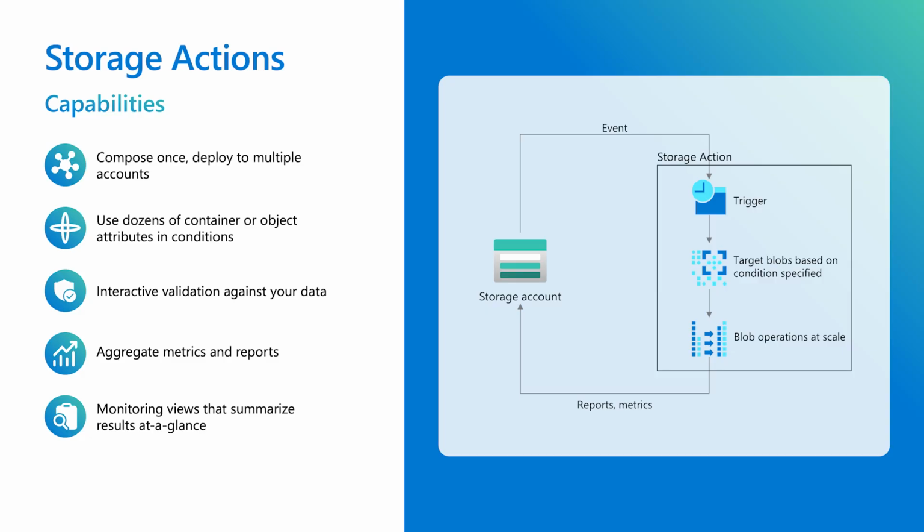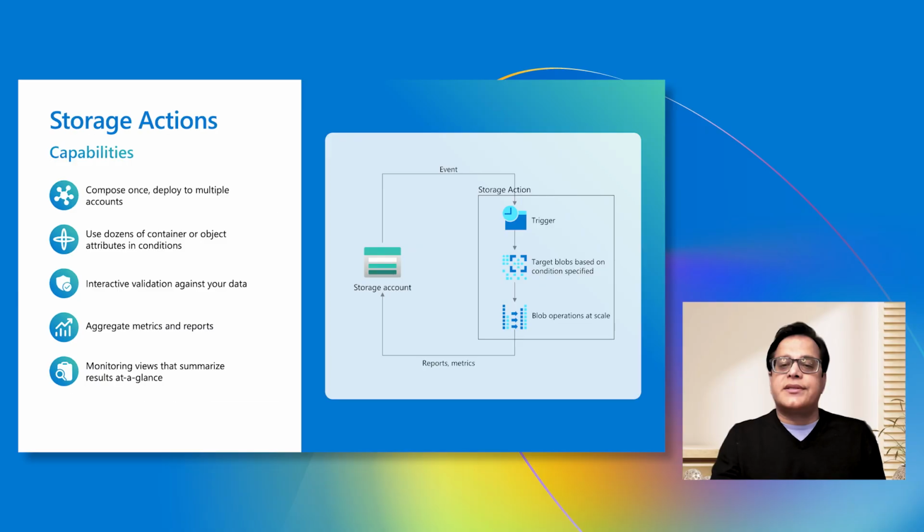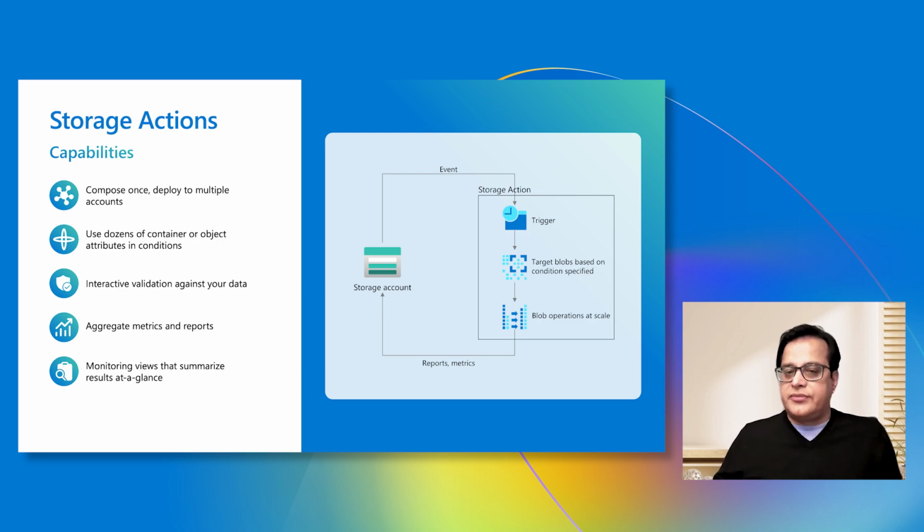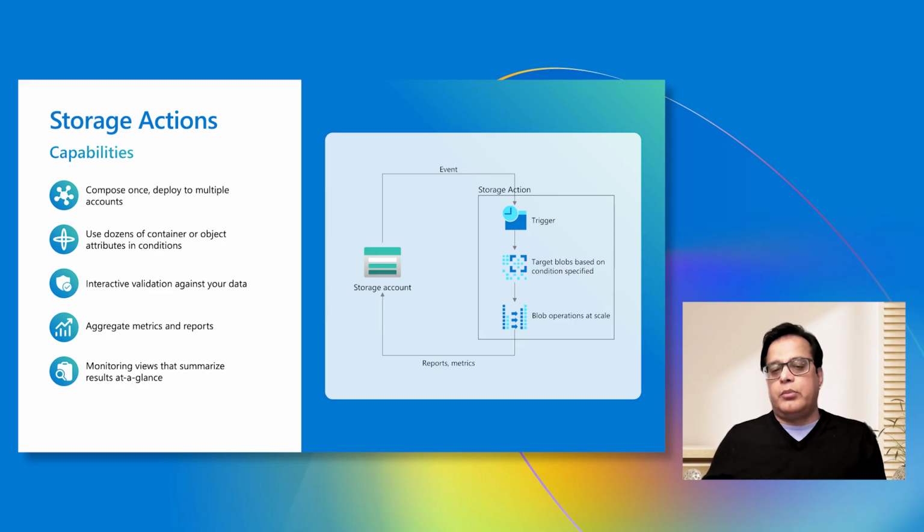Each time an action is executed, it generates metrics and detailed reports that identify which specific blobs met the conditions and what was the result of the operation that was performed. You can access the out-of-box monitoring dashboard that we generate in the context of the storage task that you've defined, which summarizes the results for all of the storage accounts that it has been executing on, or you can access it from the storage account blade where it summarizes the results of a task over time.